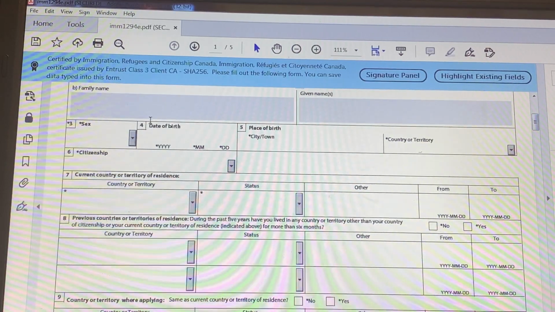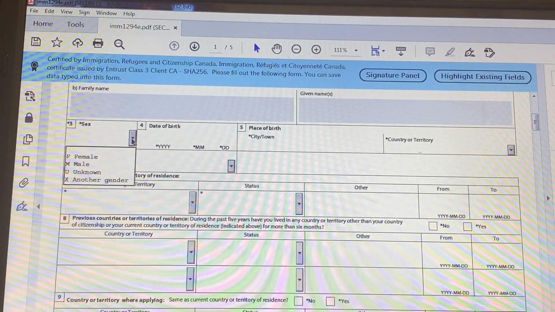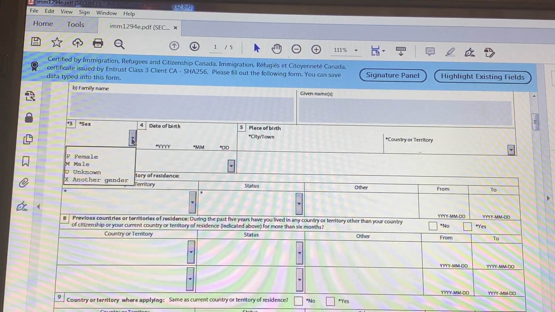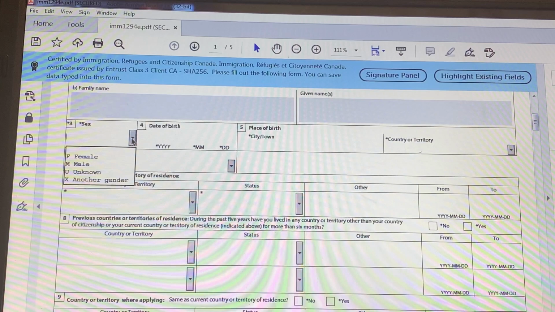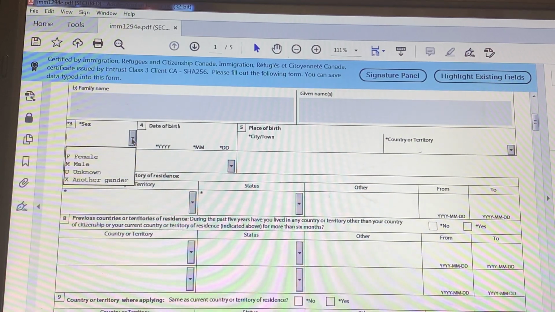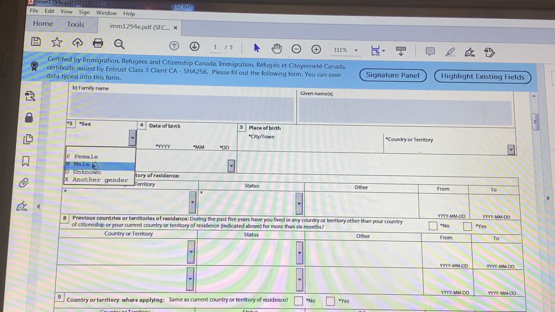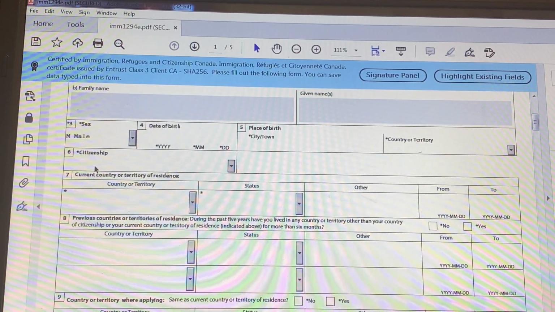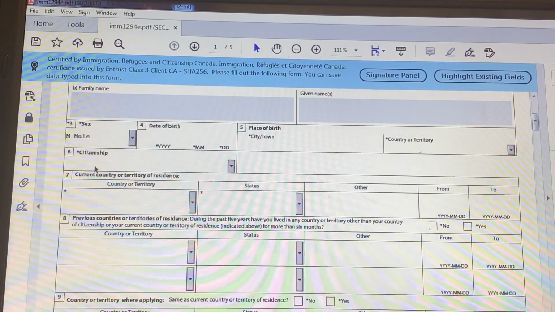Okay, guys, going on. It asks about your gender. You have female, male, unknown, or another gender. Yes, guys, that's how it is here. Now, Mr. John Brown is a male. Whatever gender you are, you put it right there.